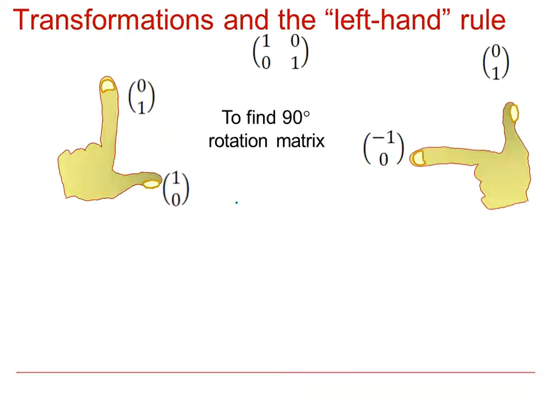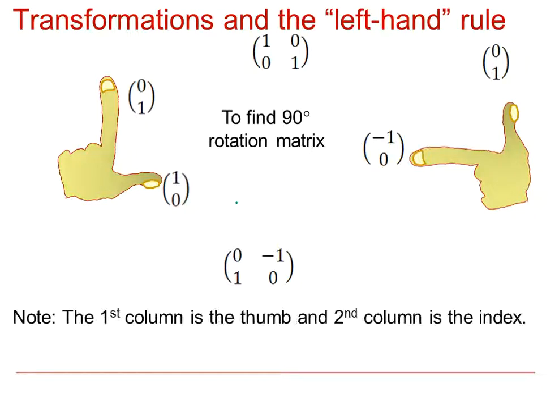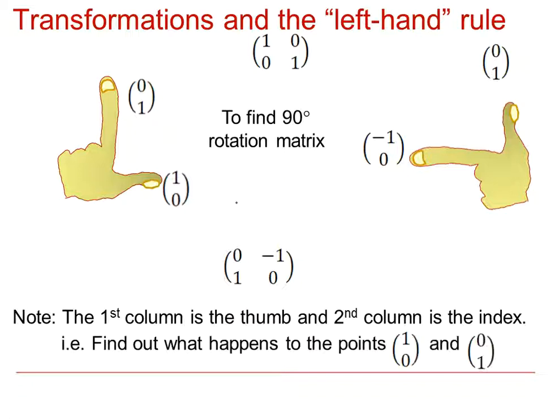Remember, the thumb direction always gives you the first column of your matrix, and the index direction gives you the second column of your matrix. So the 90 degree rotation matrix is 0, 1, minus 1, 0. The first column represents the thumb direction, and the second column represents the index finger direction. So all we need to do is to find out what will happen to 1, 0, which is the thumb, and 0, 1, which is the index finger.